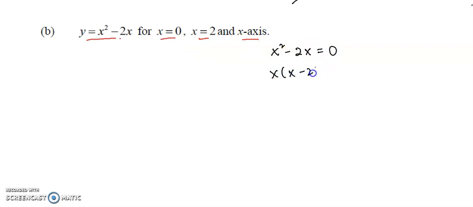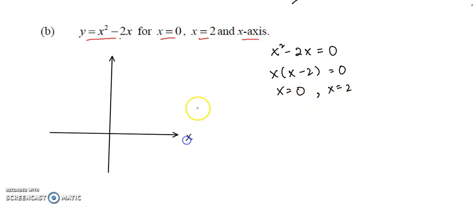Factor out the x, you have x multiplied by x minus 2. Here you have x equals 0, x equals 2. This means that you have roots at x equals 0 and x equals 2. So this curve passes through x equals 0 and x equals 2. And you know that this is a quadratic curve and the coefficient of x squared is positive, which means that it will have a minimum point. You know the shape, having the minimum point. So just draw your curve. Not really perfect, it's okay.